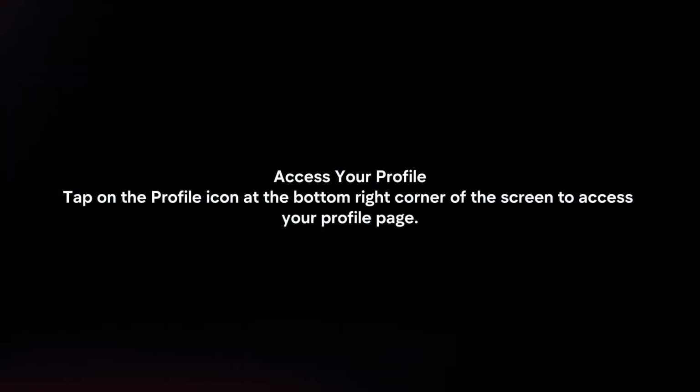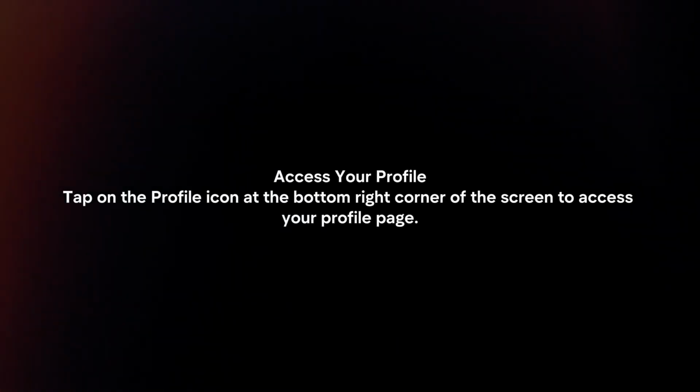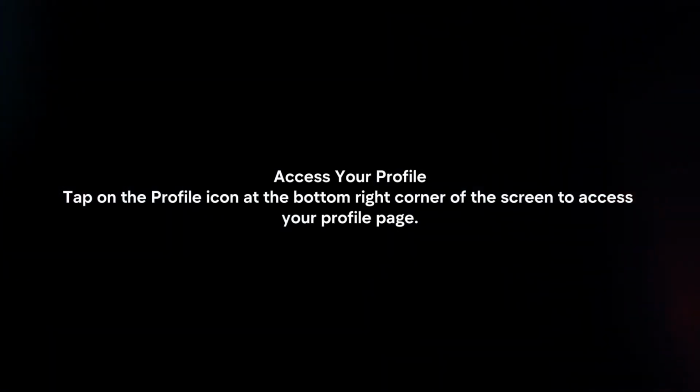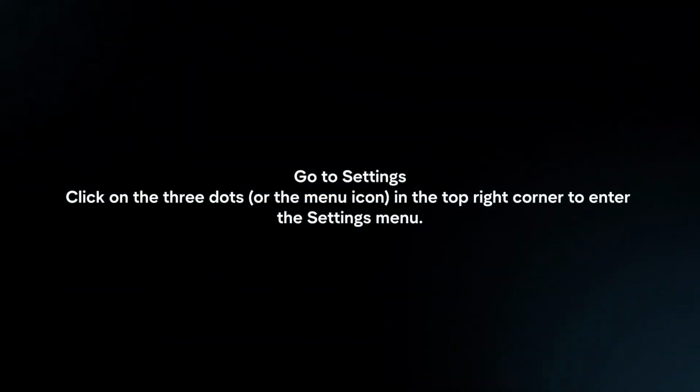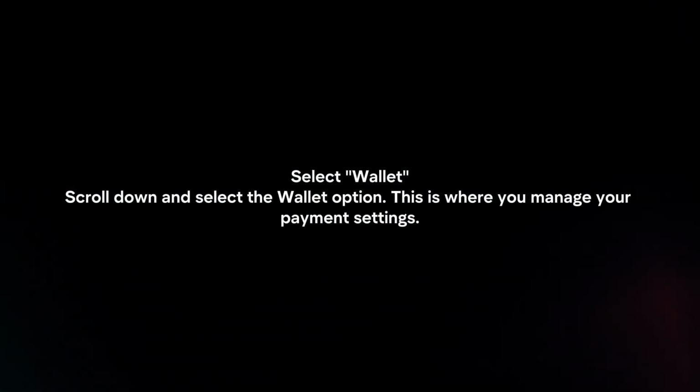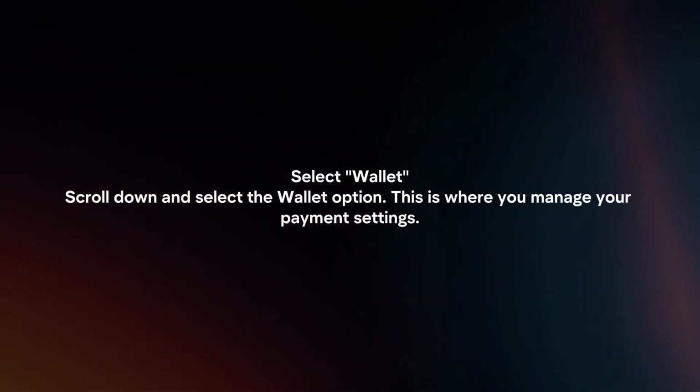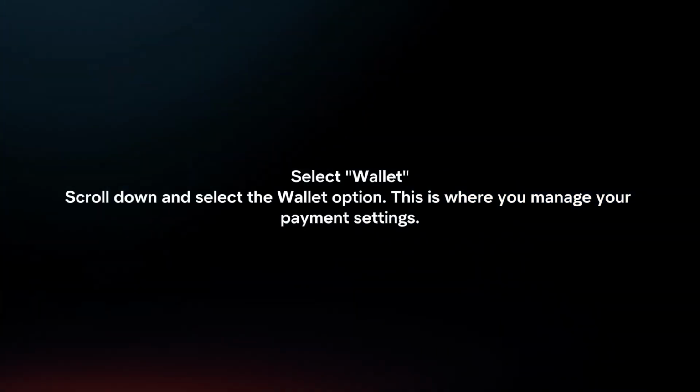Access your profile. Tap on the profile icon at the bottom right corner of the screen to access your profile page. Go to Settings. Click on the three dots in the top right corner to enter the settings menu. Select Wallet. Scroll down and select the wallet option. This is where you manage your payment settings.